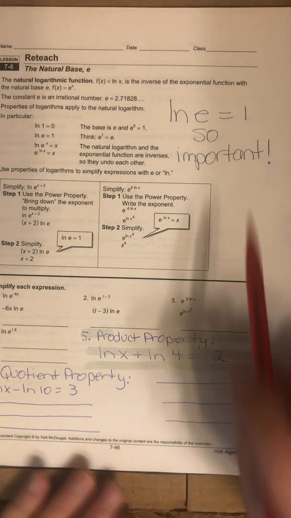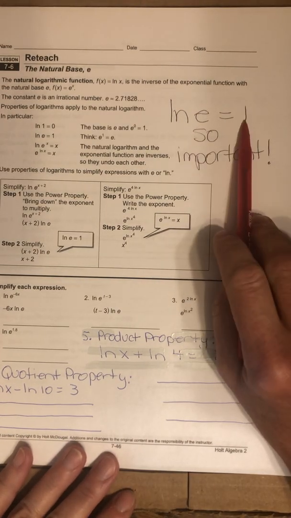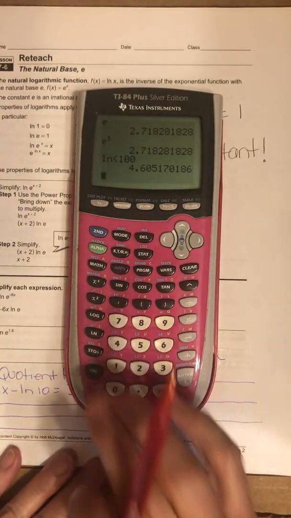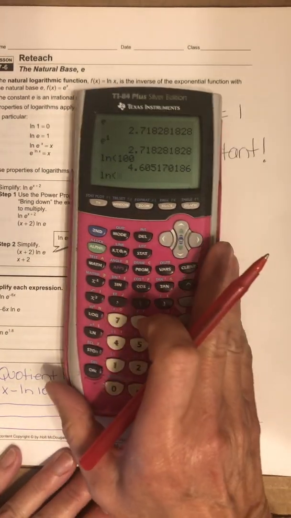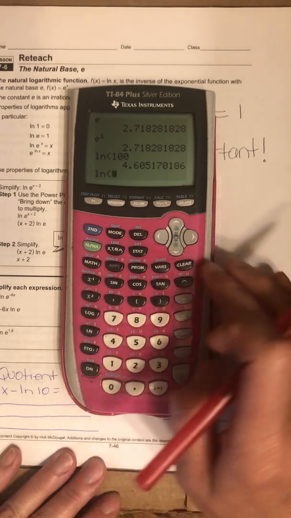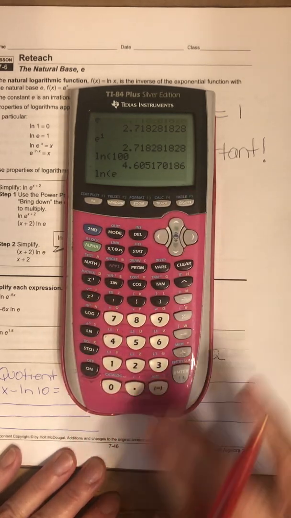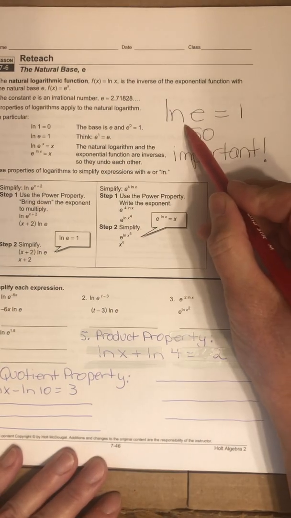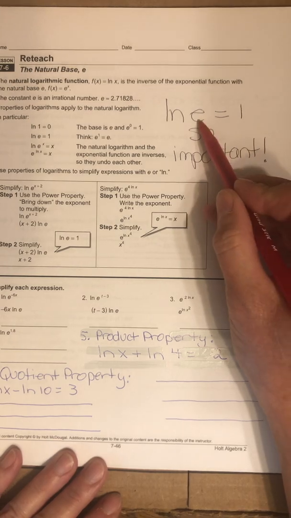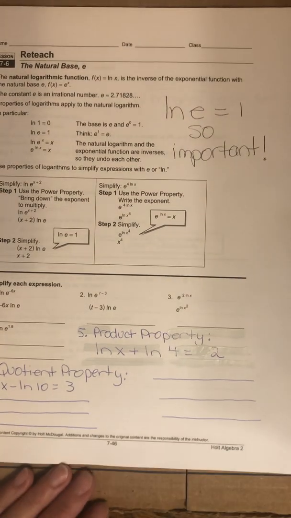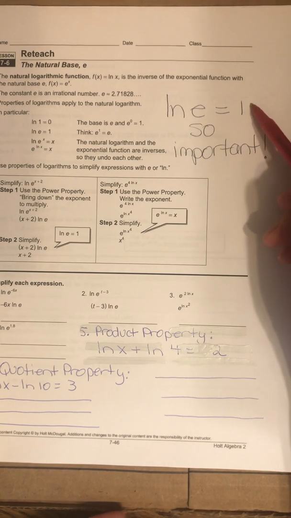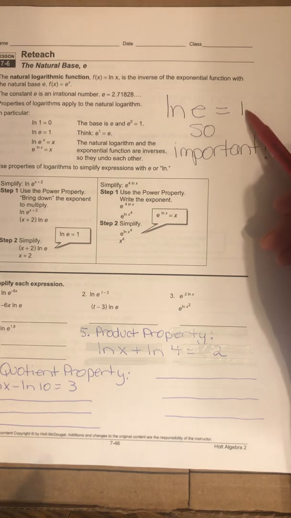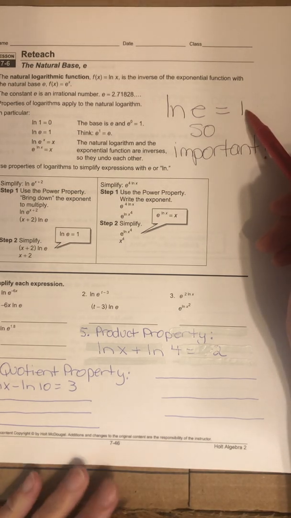Now, the natural log of e is 1. So important. Let's check it on the calculator. The natural log of e. Sure enough, it is 1. This makes perfect sense because when you have a base of e and the exponent is 1, you get an e. How does this help us? Well, 1 times anything leaves you with anything. And so oftentimes we don't even need that 1, it cancels.